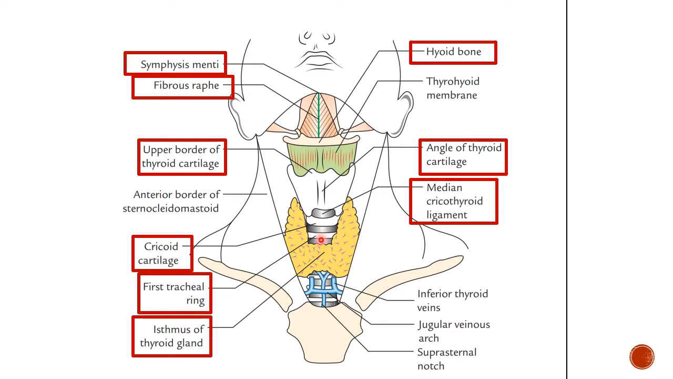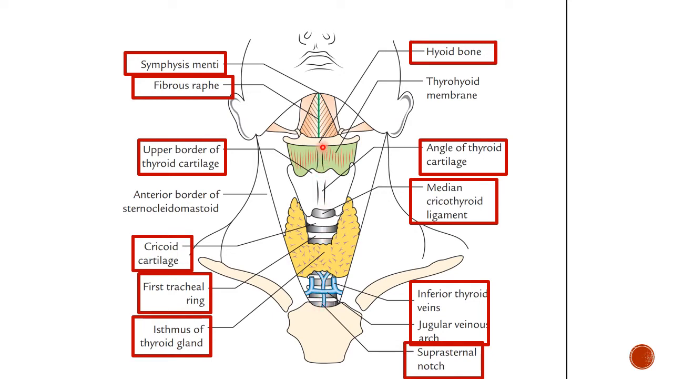Then after that, we can identify the isthmus of the thyroid gland, where the right and left lateral lobes join with each other at the midline. That particular junction is called the isthmus of the thyroid gland. Below that, we can identify the inferior thyroid veins, which join with each other and form the jugular venous arch. Then below that, we can see the suprasternal notch or jugular notch.